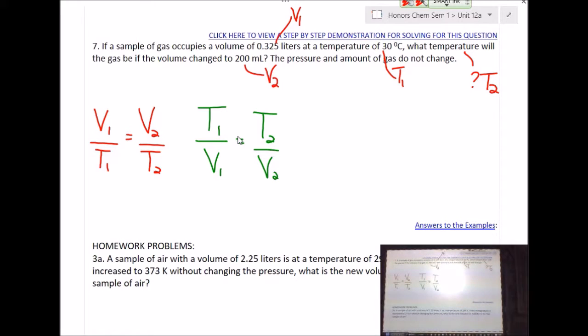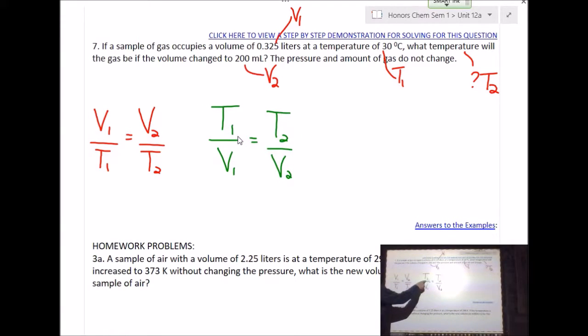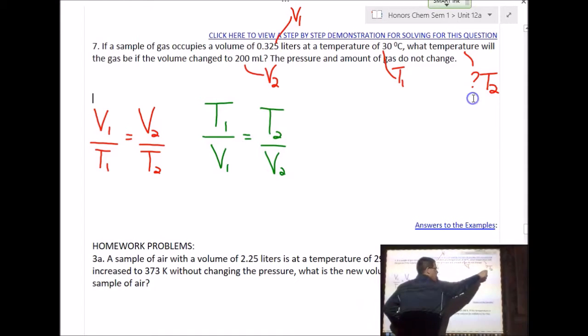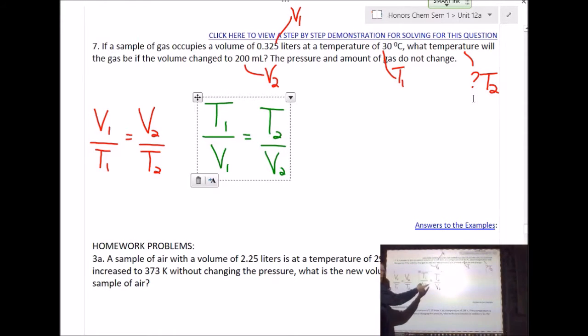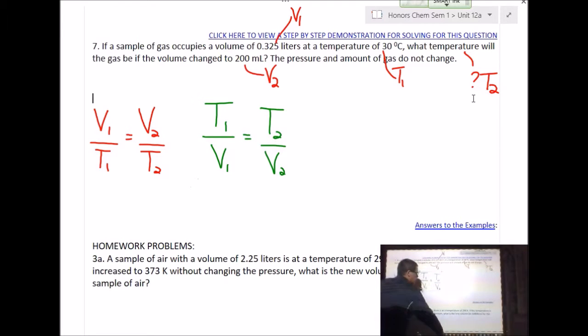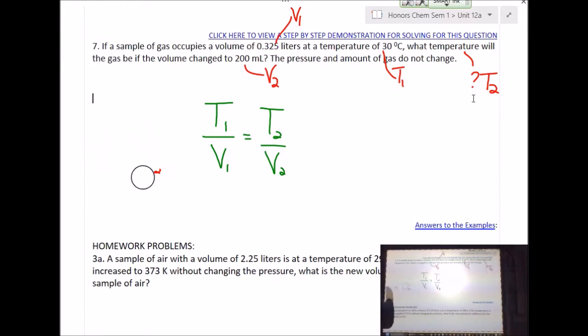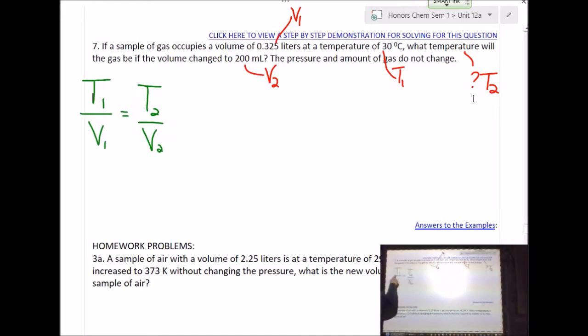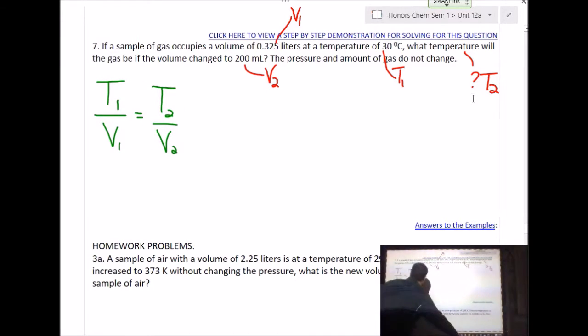Now, first of all, which equation should we use? The one on the left or the one on the right? We're looking for T2, right? So we want to make sure we use the equation that has T2 on top. Always make sure that the variable you're looking for is in the numerator, or on top. It doesn't matter which side, left or right, but just make sure numerator, denominator. So we want to use the equation that we have here. And so let's manipulate.